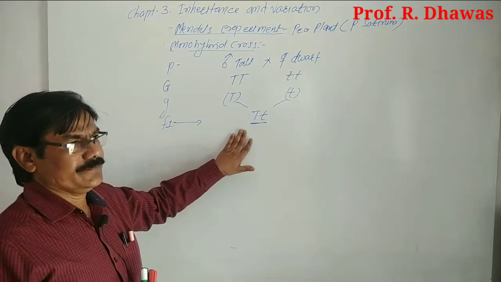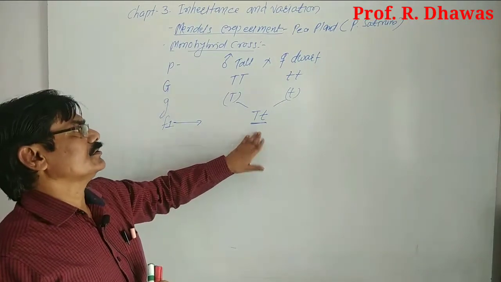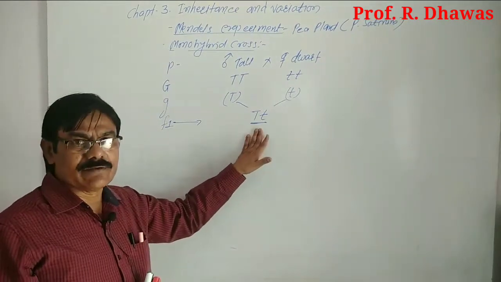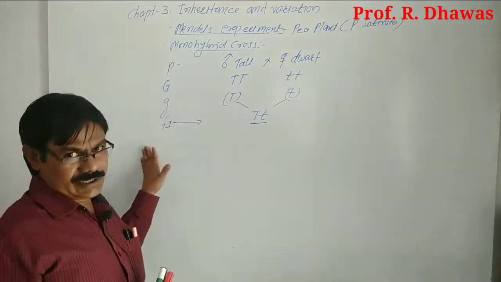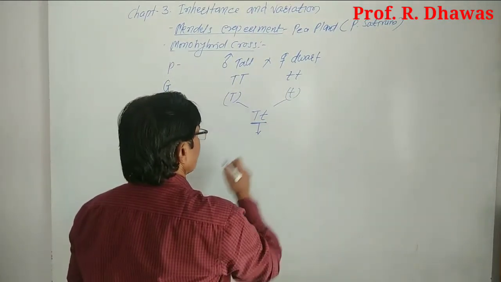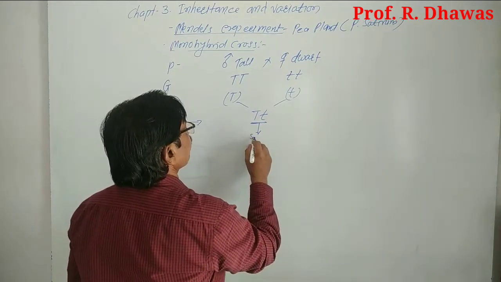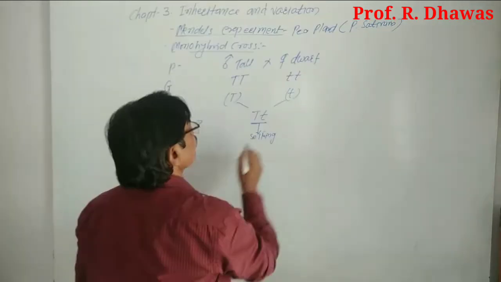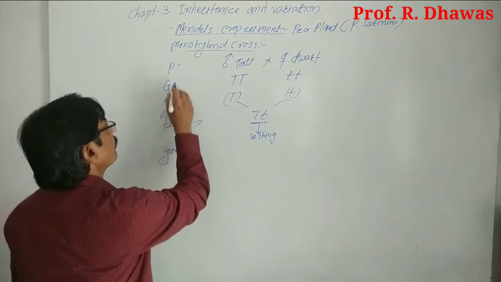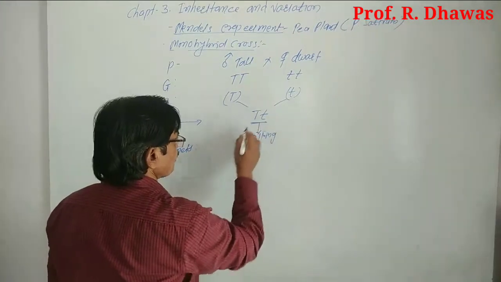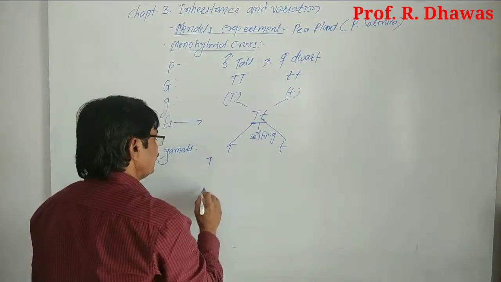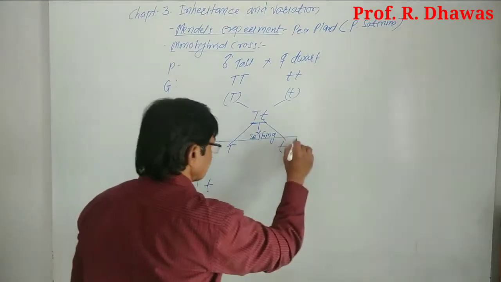Now, the hidden dwarf character in the hybrid F1 is found by selfing or inbreeding the F1 generation. In the selfing process, gametes are formed: capital T and small t from the male side, and capital T and small t from the female side.